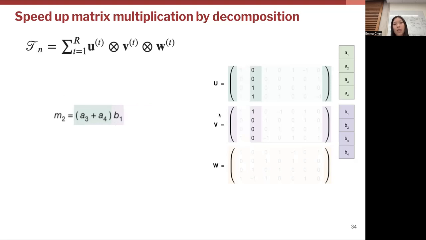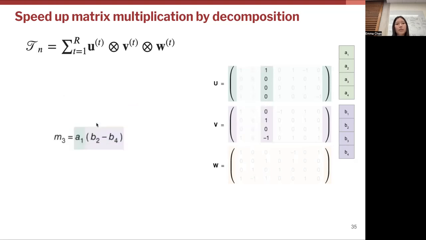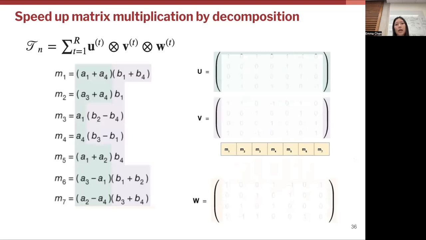Similarly, I'm going to do the same thing for M2. I'm going to mask the A vector, and I'm only going to have A3 and A4 remaining. I'm going to mask the B vector, and I'll only have B1 remaining. And then to get M2, I'm going to multiply the result of A3 plus A4 times B1. Same for M3, M4, M5, M6, M7. So you get the idea of how to calculate the intermediate values just from the U and V vectors here.